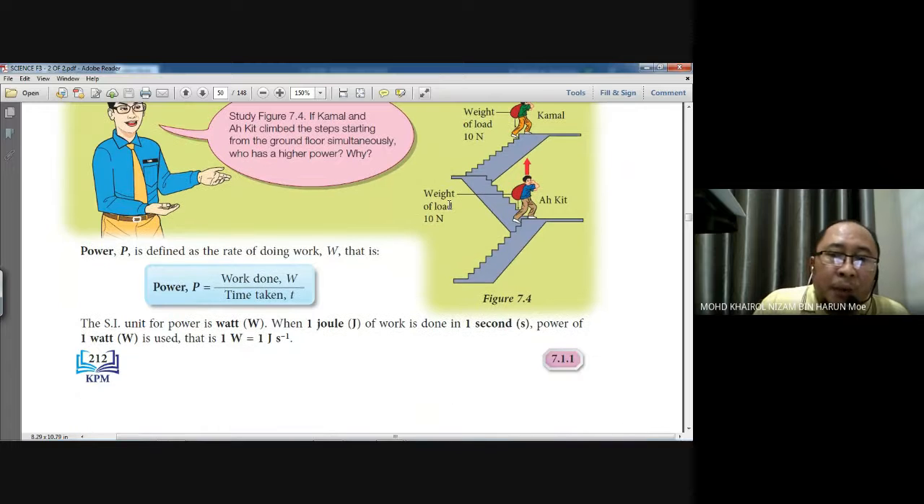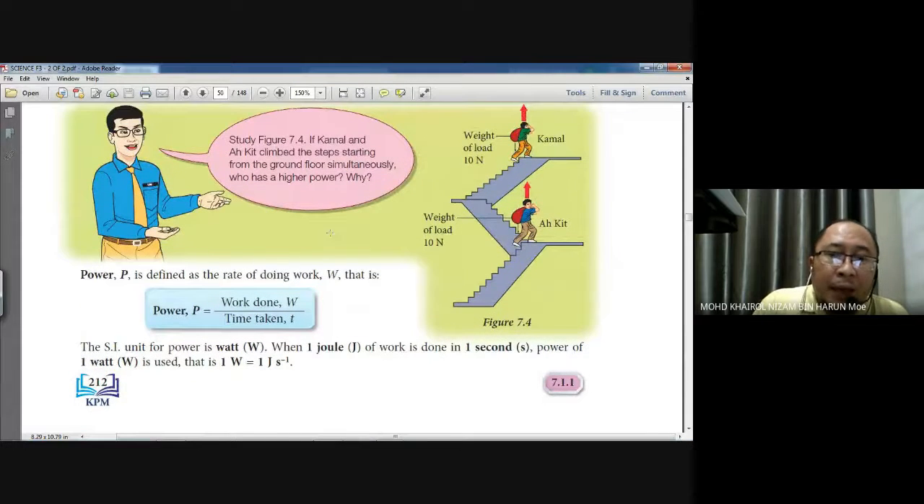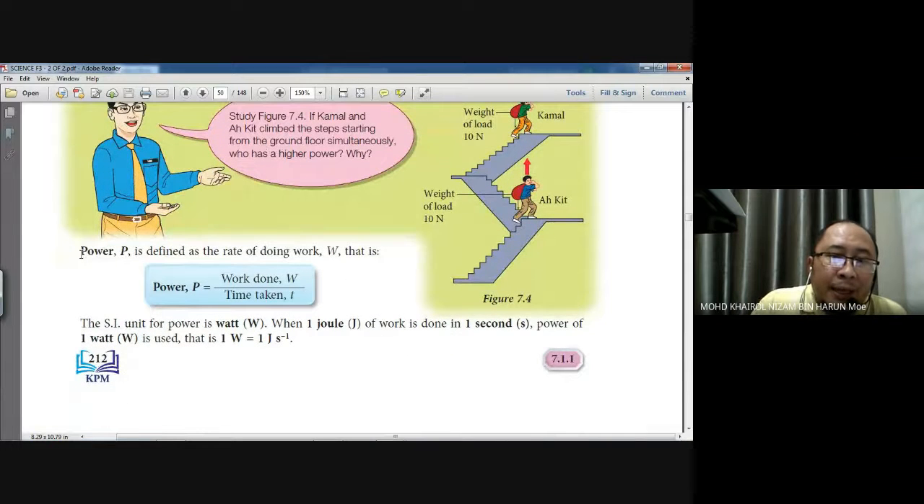Okay, now based on that, we have the next term, that is power. So what is power? Power is defined as the rate of doing work. Rate of doing work means that when we are doing a work, we compare it with time, so that is power. So power will consider the time taken in doing a work.